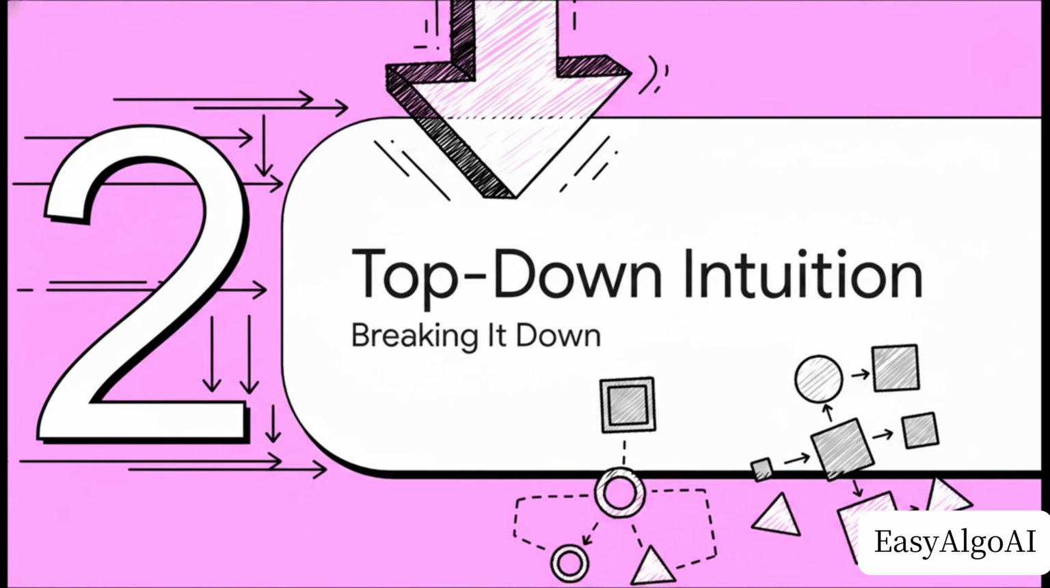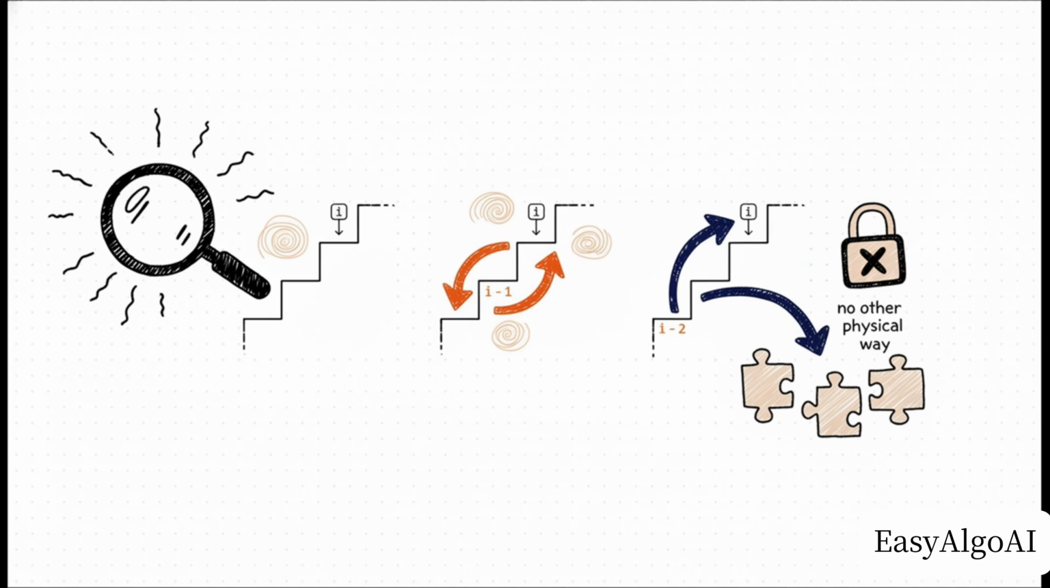Moving on to section 2, top-down, breaking it down, building our intuition. Let's establish how to actually wrap our heads around this. Now, this is the crucial part, the optimal substructure. Think about how to actually land on a specific step. Let's call it step i. Since the rules say you can only take 1 or 2 steps at a time, you literally must come from either 1 step below it, step i-1, or 2 steps below it, step i-2. That's a hard physical rule. There's just no other way to get to step i.